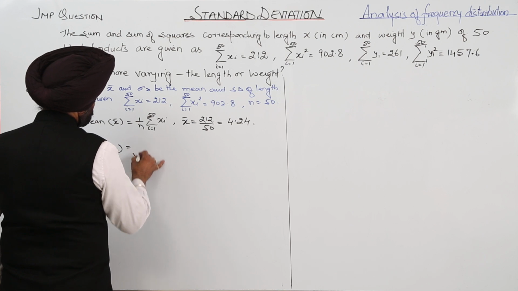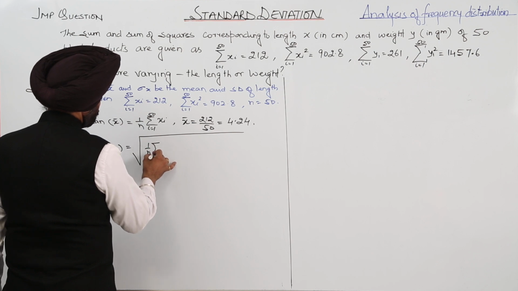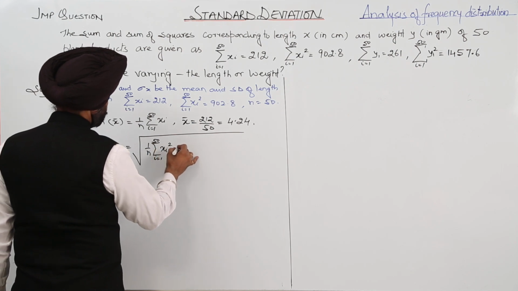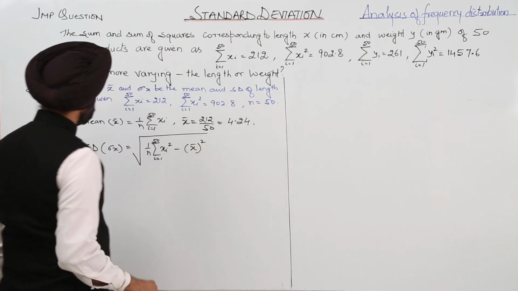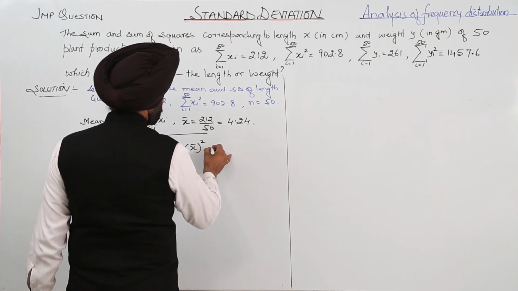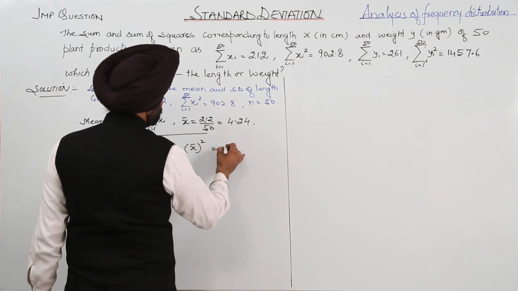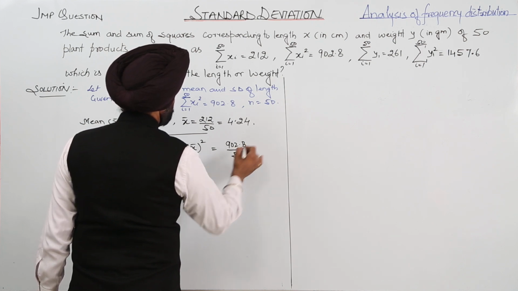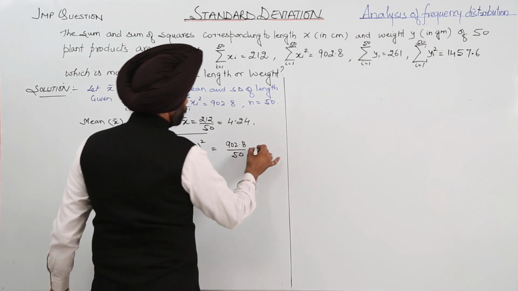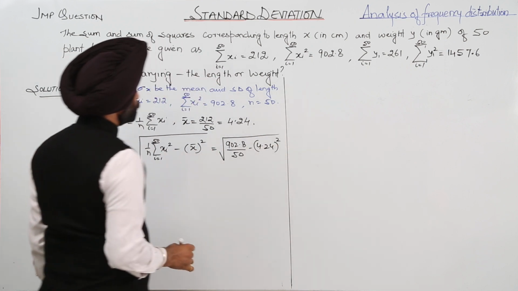Now this is equal to the square root of 1 upon n times the sum of the squares of the observations, minus the square of the mean. So we have 1 upon 50 times the summation, that is 902.8 upon 50, minus the mean, 4.24 square, and then its square root.